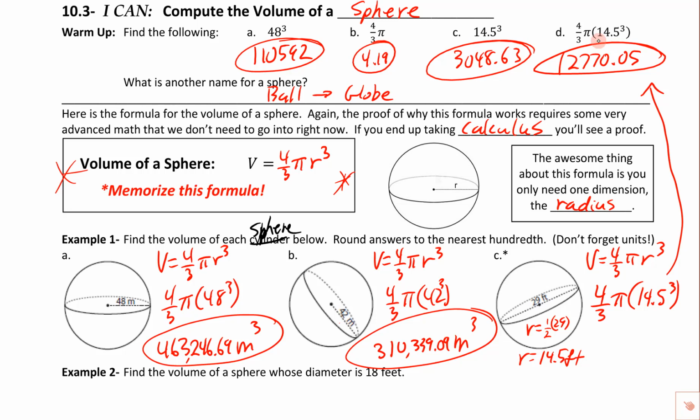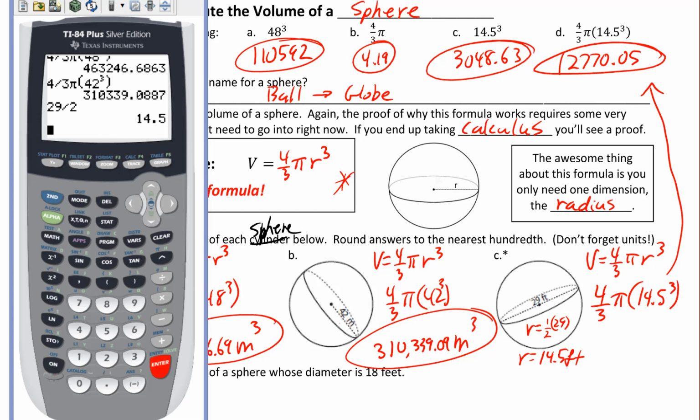So we've already got our answer for that. Just for the heck of it, let's go ahead and type it in again. 4 divided by 3, we'll make sure we get this right. And then we've got the pi, and then I'm going to do 14.5, and I'm going to cube that. Now, I didn't put any parentheses on this one, and I'm going to show you that that does work. I think it's a bad habit to get in, but it does produce the exact same answer.